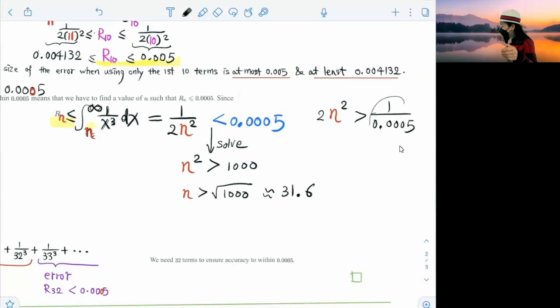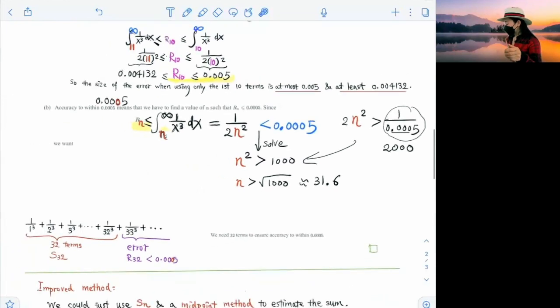Then this one here is going to be just 2. So it's 2, and how many 0s? 1, 2, 3, 4. 1, 2, 3. So it's going to be 2000. Okay, that's 2000. And then divide both sides by 2, then n squared is greater than 1000. Okay, so that's one way to solve it.